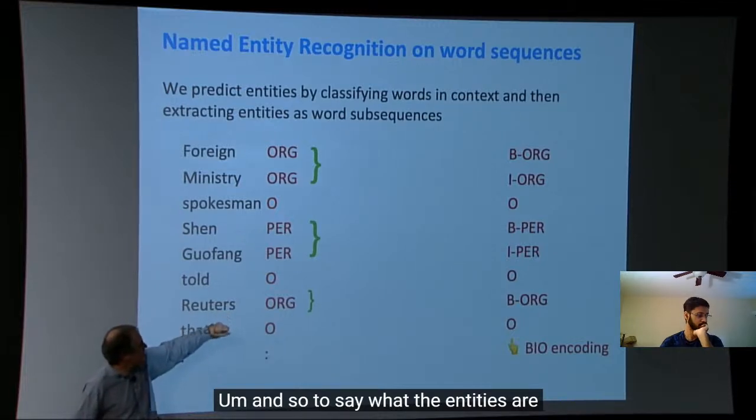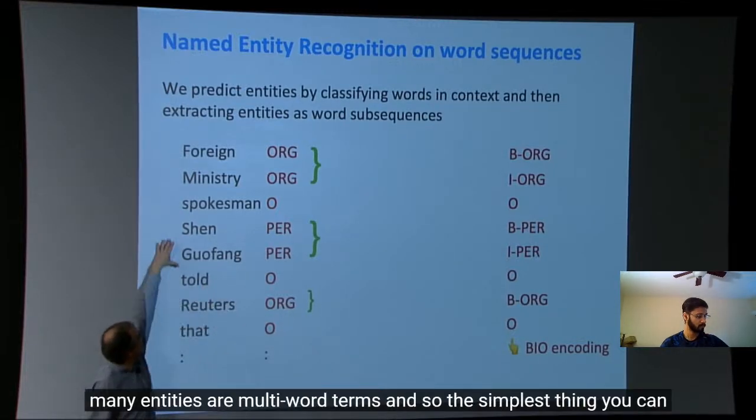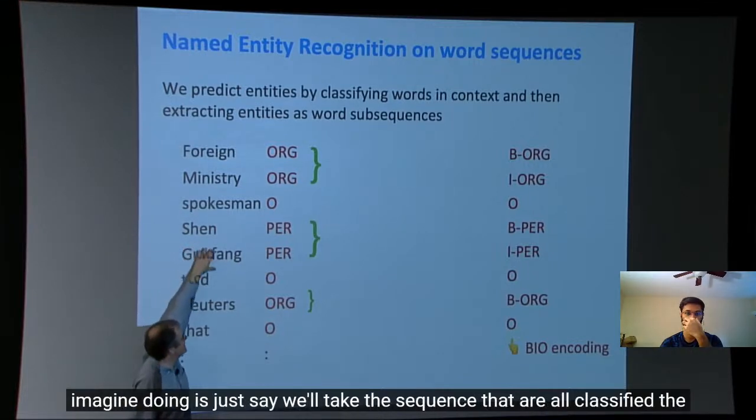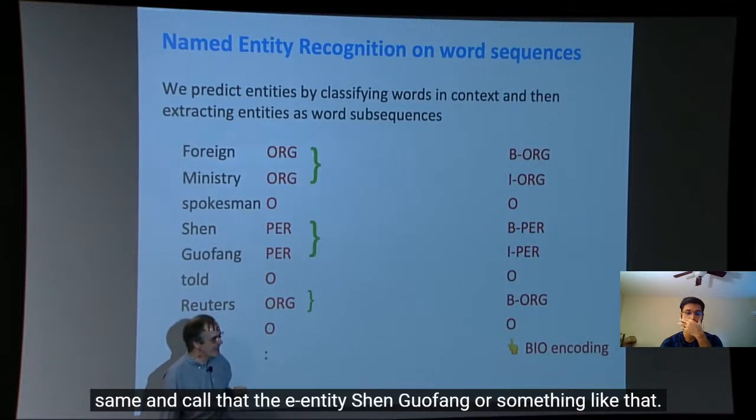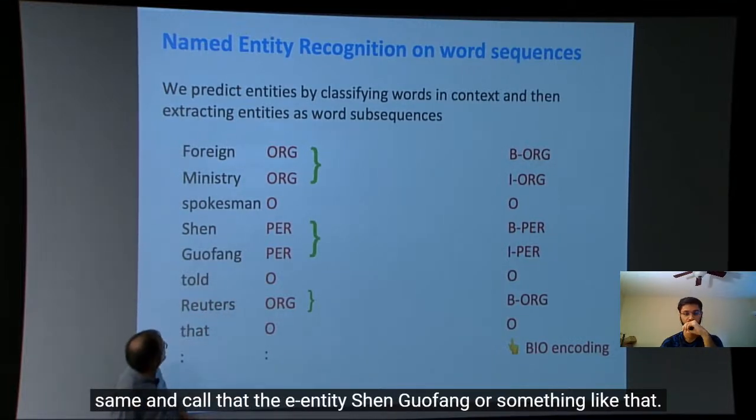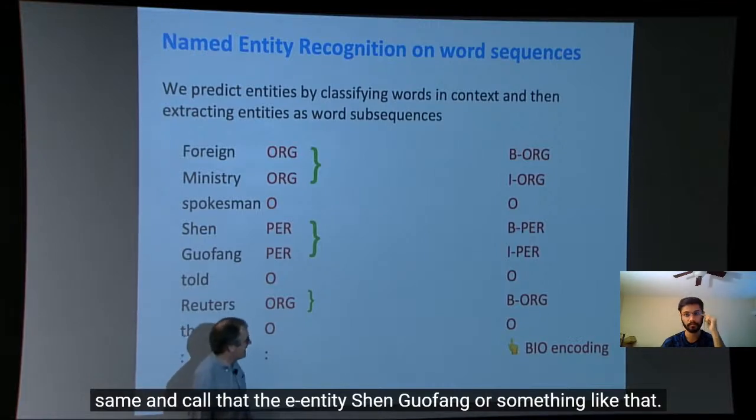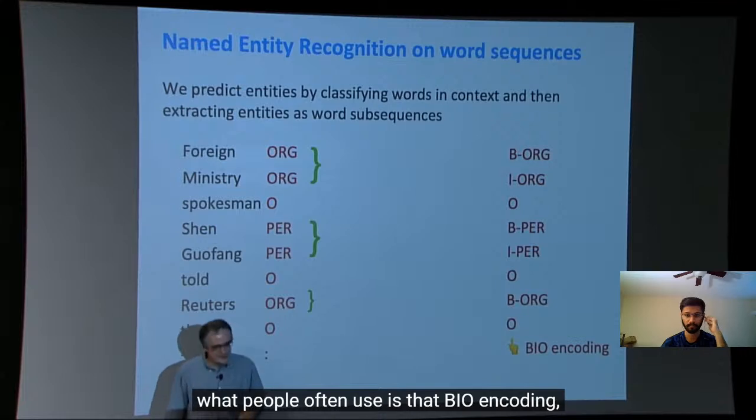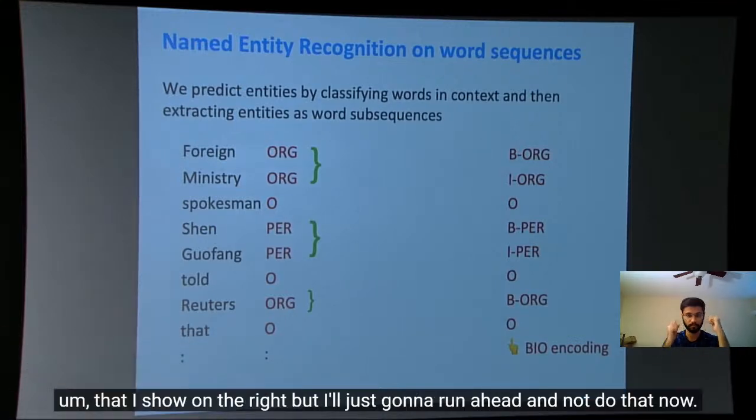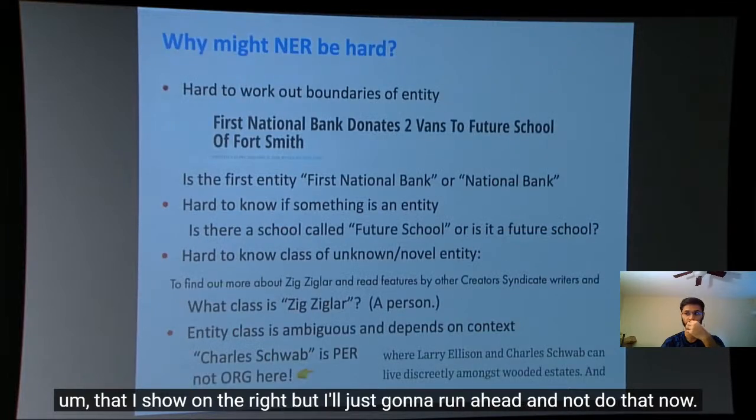And so to say what the entities are, many entities are multi-word terms. The simplest thing you could imagine doing is to take the sequence of words that are all classified the same and call that the entity. There's a reason why that's slightly defective, and so what people often use is the BIO encoding that I show on the right, but I'm just going to run ahead and not do that now.